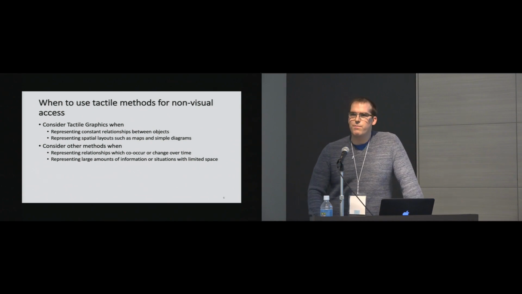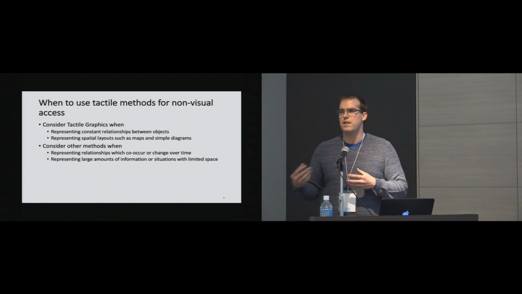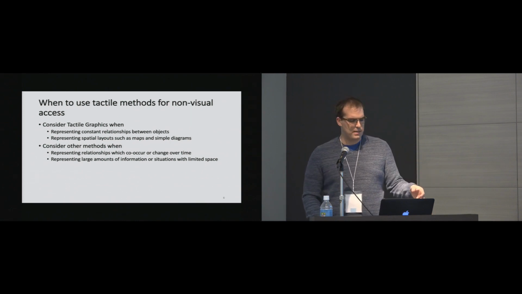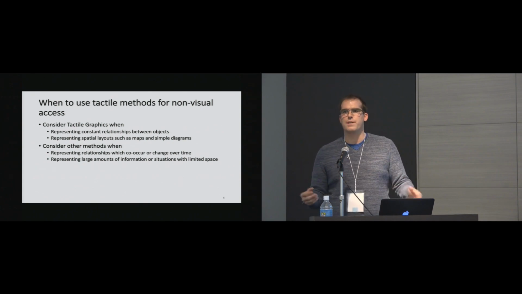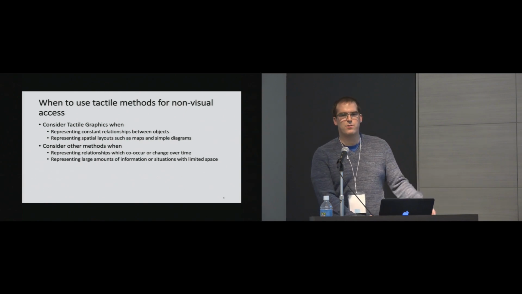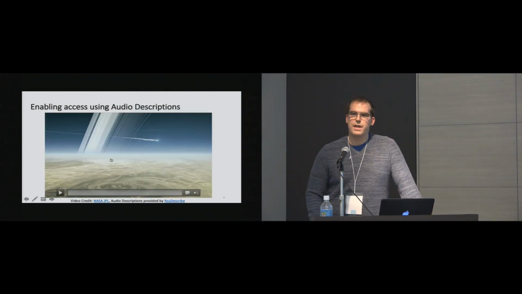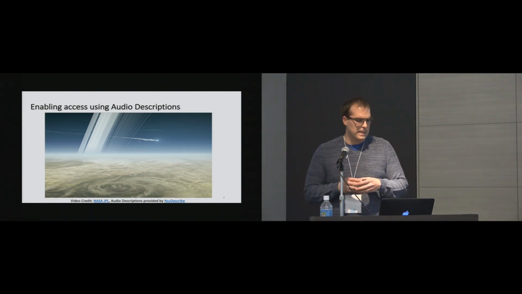We may want to consider other methods when considering things that change or co-occur over time. Emphasis on movements and speed and trajectories. These types of things are hard to represent in static tactile forms, especially temporally. So we may want to consider using other methods in this situation, and when there's a large amount of information to be displayed.